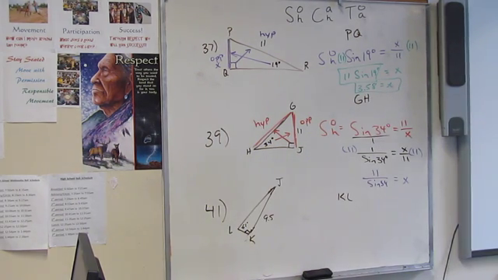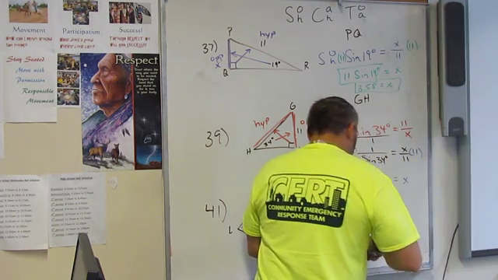11 divided by sine 34. 19.67. Check the answer in the back of the book. That's why I give you odds. 19.67. We're good to go.